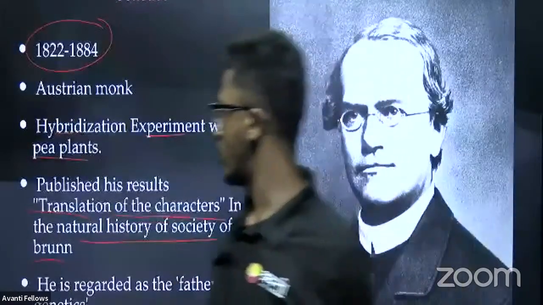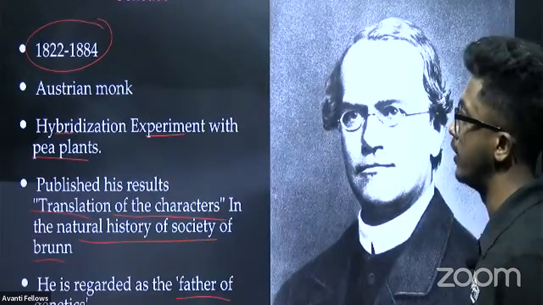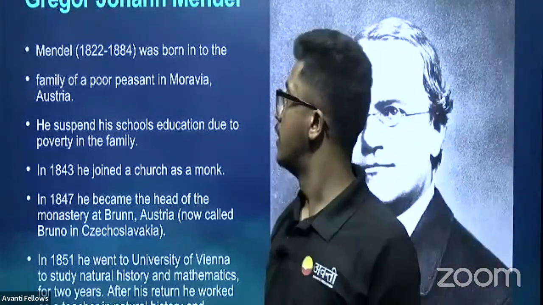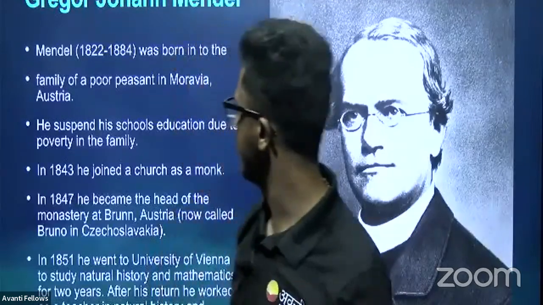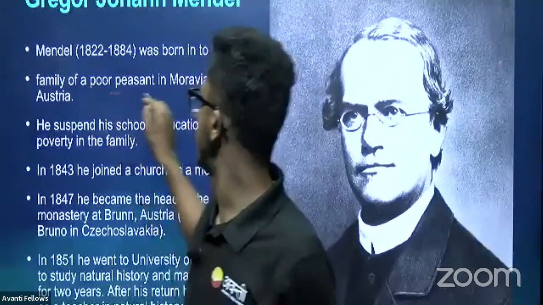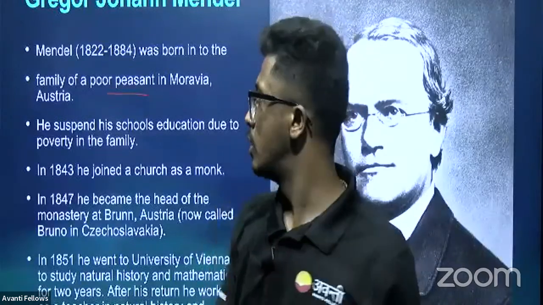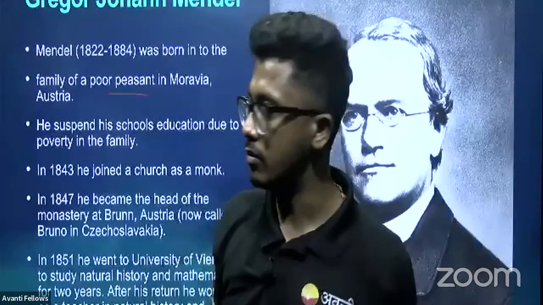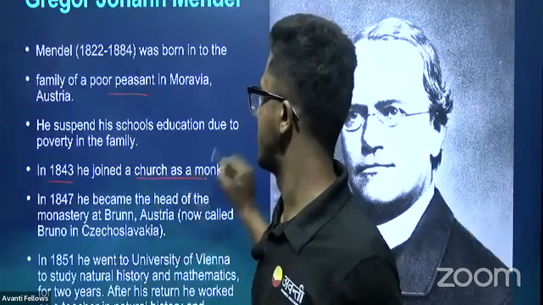He is also famously known as the father of genetics, and there are good reasons why he got such a popular title. He was a very poor peasant, meaning his parents were farmers and not economically strong, so they used to work in the fields. He had to stop his education at a schooling age because he was not able to support it. That's why he suspended his education because of poverty, and in 1843 he joined the church as a monk.